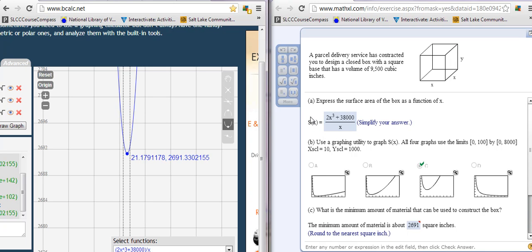That y-coordinate is talking about the surface area of the box, again, because this is the function we typed in. So s of x is really like our y-coordinate. So it's not talking about the y that's in the height of the box, but the y-coordinate, which refers to this s of x, which is the surface area. So when you have 21.18 as an x dimension in the box, the minimum surface area is going to be 2,691, which was the answer there to part C.